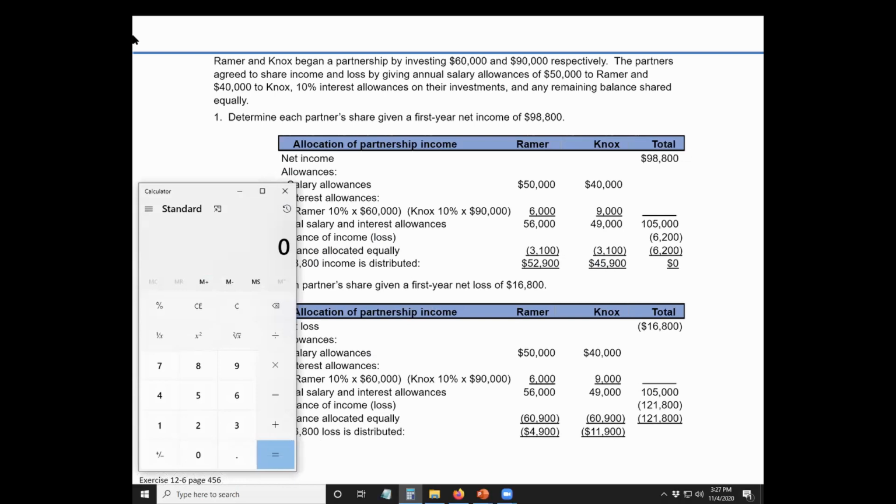So, for example, let's look at Raymer. So if we have 56,000, and you subtract from that 60,900, that's how you're going to get the amount of the loss. So you just follow this same setup, and that's how you can equally, fairly divide it up, and how they would share the loss if they use this kind of an agreement.